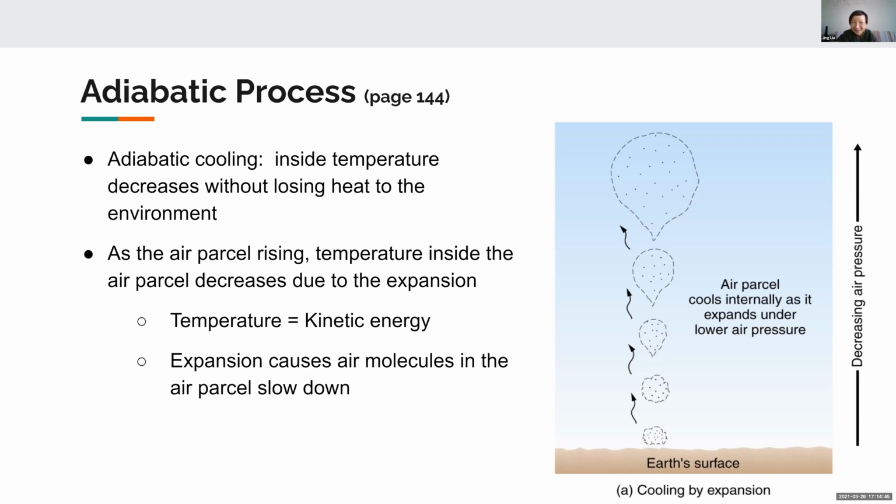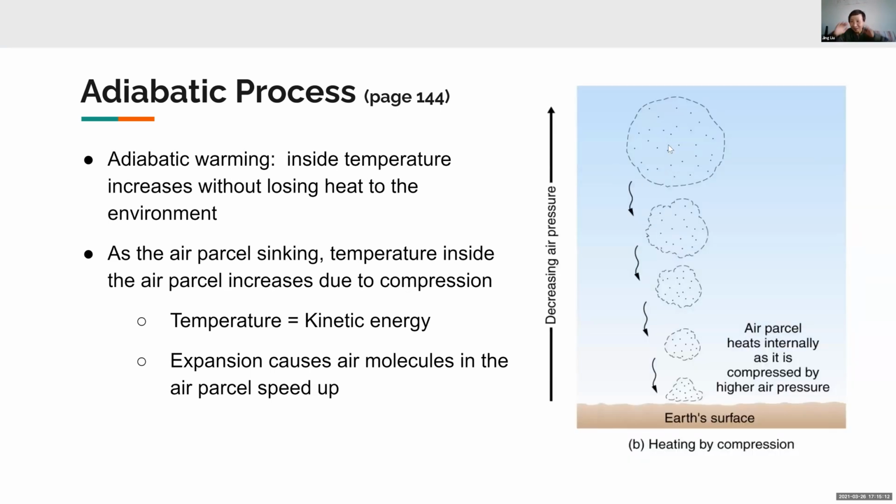How does it come about? Well, when the air goes up, the air will expand, right? And the air molecules in it will have more room to move around, so they will slow down. Once they slow down, the temperature decreases. So this is called adiabatic cooling. Inside temperature decreases without losing heat, by expansion. And warming is when the air bubble goes down, you compress the air, you make the molecules move fast. Pressure is kinetic energy. So you compress them, the temperature will go high.